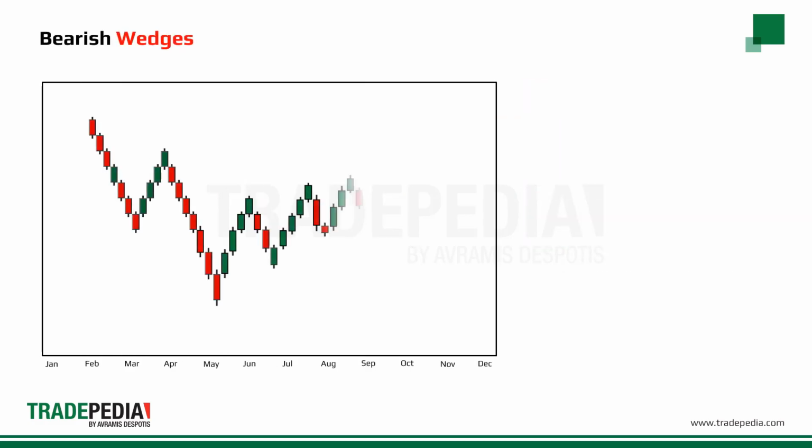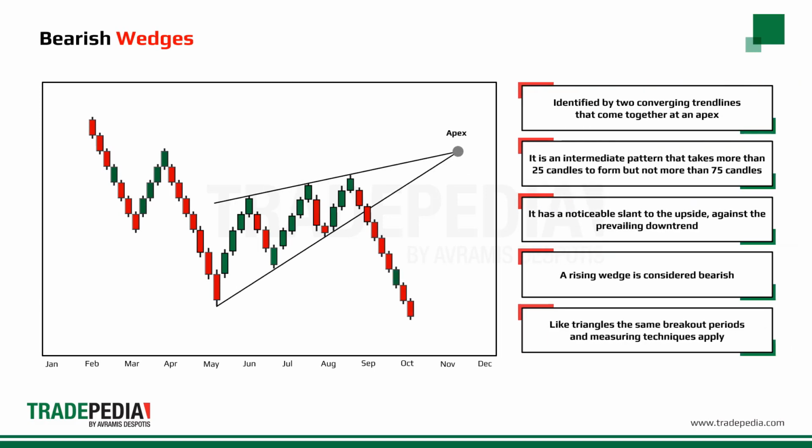The opposite pattern is that of a bearish wedge that has a noticeable slant to the upside against the prevailing downtrend. A rising wedge is considered bearish.